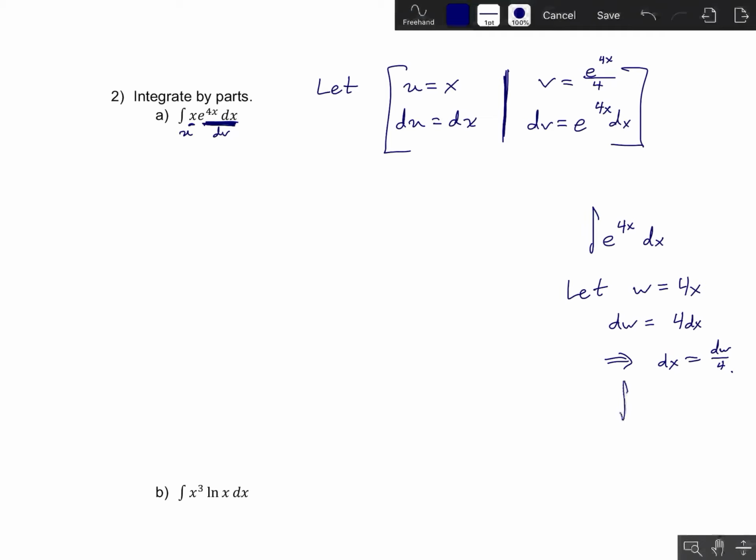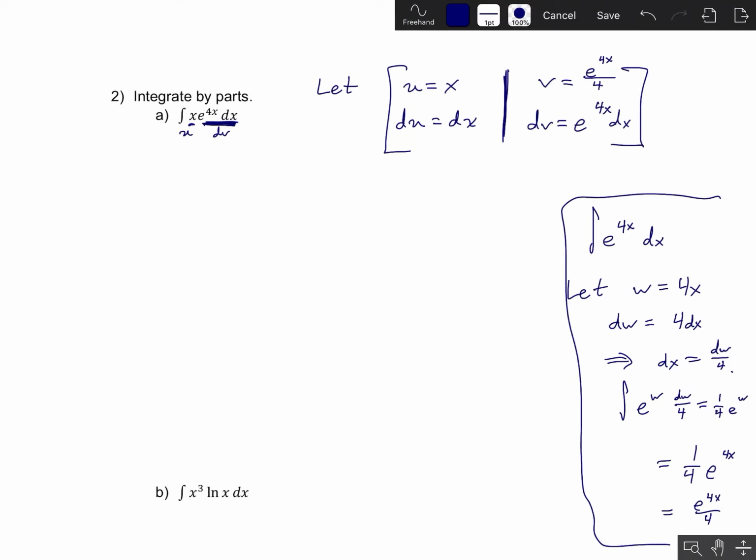And then that integral that we're trying to compute to find v would be the integral of e to the w times dw over 4, if I just replace e to the 4x with e to the w and dx with dw over 4. And this would be 1/4 of the integral of e to the w dw, which is just e to the w. And that means in terms of our original variable, this would be 1/4 of e to the 4x, or in other words, e to the 4x over 4. So that's how I got v.